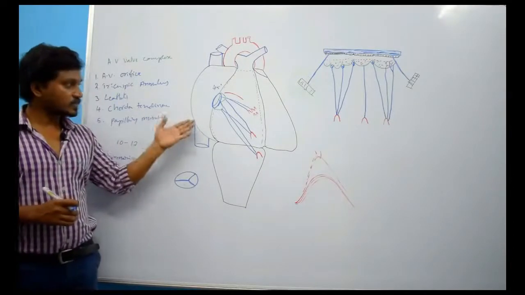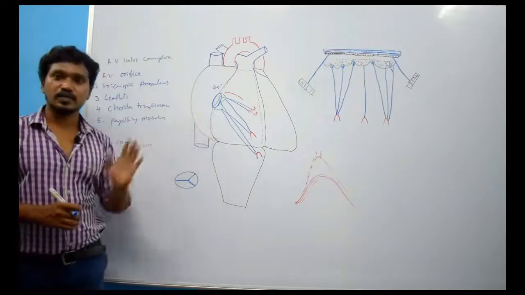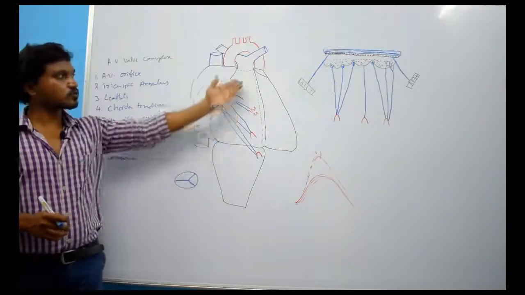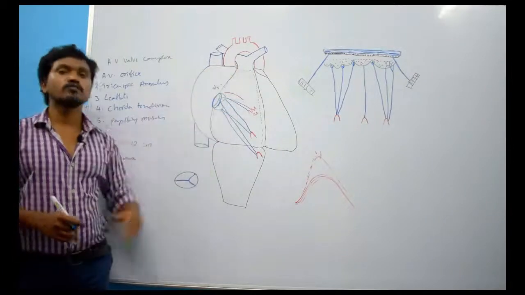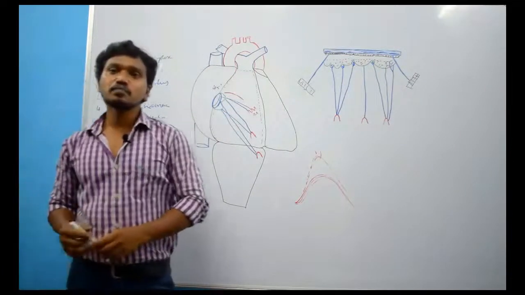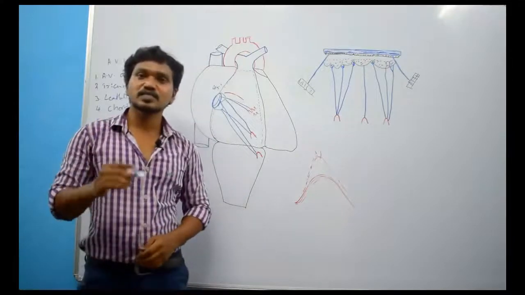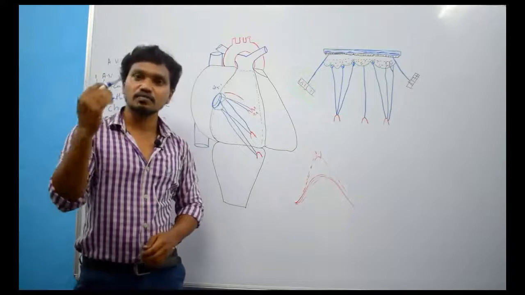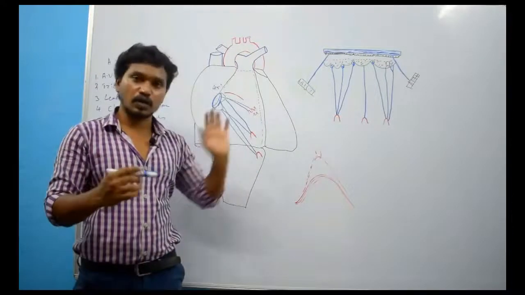Then we will discuss the interior of the ventricle. It has a rough inflowing part and a smooth outflowing part. The rough inflowing part is made up of so many ridges, bridges and pillars. Clear? What are the ridges? What are the bridges? What are the pillars? We will see one by one.